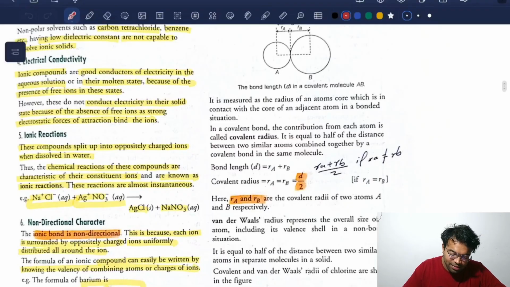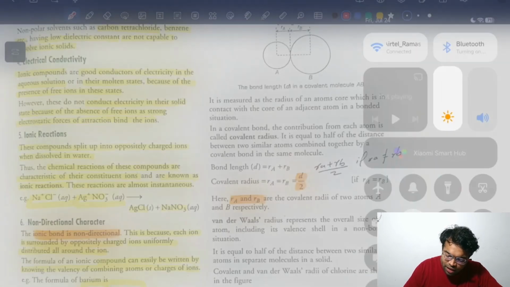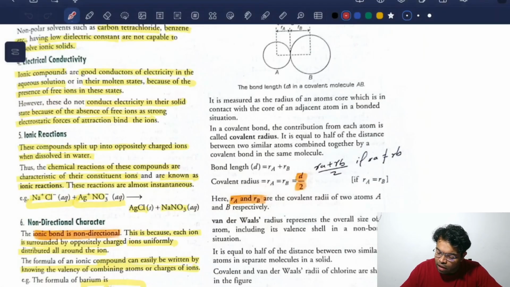However, they do not conduct electricity in their solid state because of the absence of free ions, as the strong electrostatic force of attraction binds these ions. The electrostatic force of attraction is huge compared to that of covalent molecules. So usually they don't have any free ions with them.